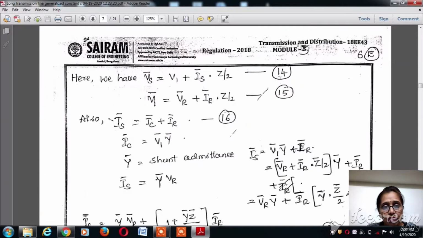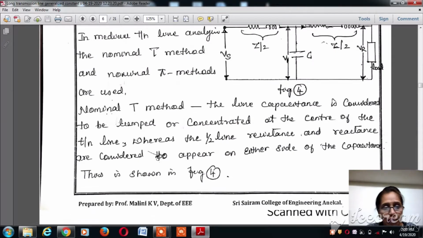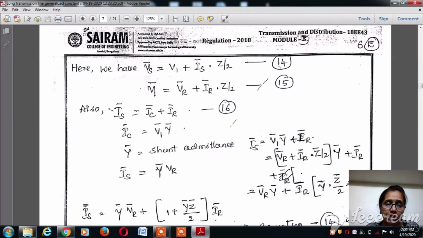Now we can write that V1 is equal to VR plus IR into Z divided by 2. V1 is nothing but IR into Z divided by 2 plus VR. Keep this equation of the sending end voltage as equation 14. Equation 15 shows the voltage across the capacitance.